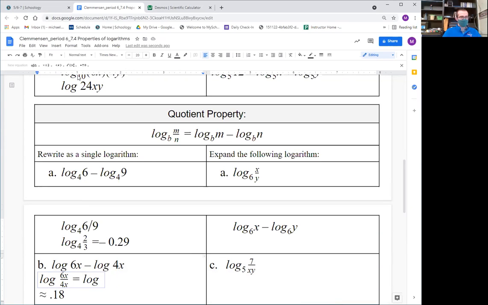Perfect. That ends up giving me, ooh, someone was close to the right answer. They forgot to cancel out the x's. 3 over 2. Because the 6 and the 4 simplified down, and the x's also cancel out to give me that 3/2. I plug that into my calculator, and then I get 0.18 as my answer.